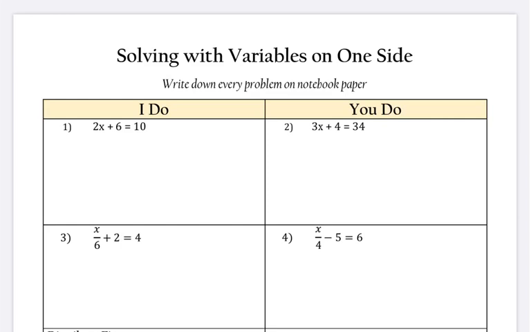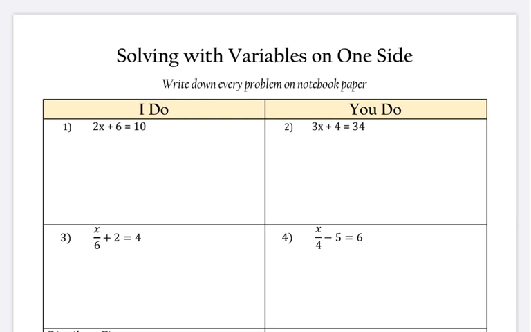What we have here is very similar to how we've been doing test reviews, where I'm going to work the odd questions with you and you will try the even ones. You can pause the video when you're working on the evens, or you can keep rolling through and go through all of the evens after you do the odds with me.